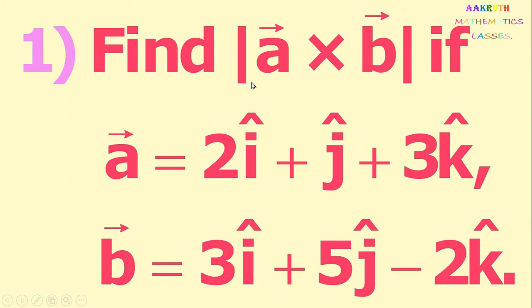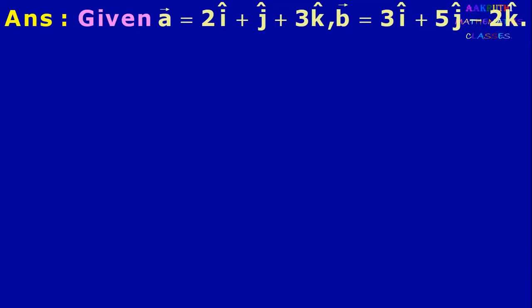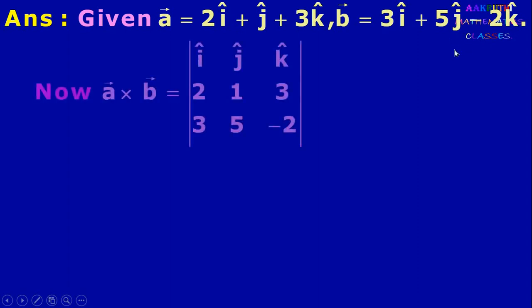Now first one, find magnitude of A vector cross B vector if A vector is 2i plus j plus 3k and B vector is 3i plus 5j minus 2k. So here we have to find magnitude of A vector cross B vector. Now here it is given A vector is 2i plus j plus 3k and B vector is 3i plus 5j minus 2k. Now first we find A vector cross B vector. A vector cross B vector is determinant of i j k, 2 1 3 and 3 5 minus 2.